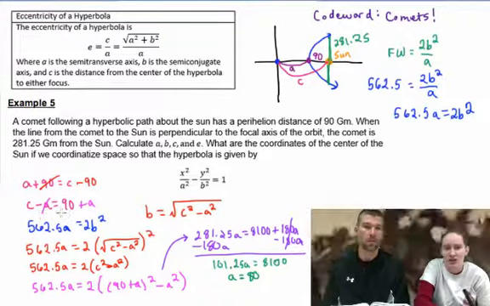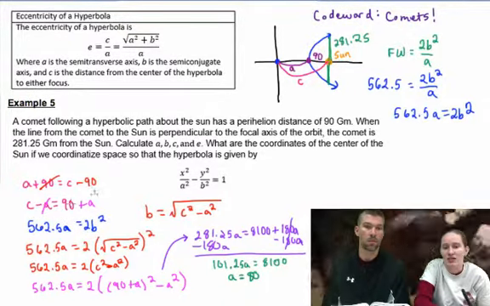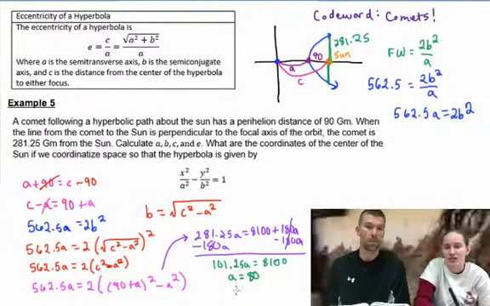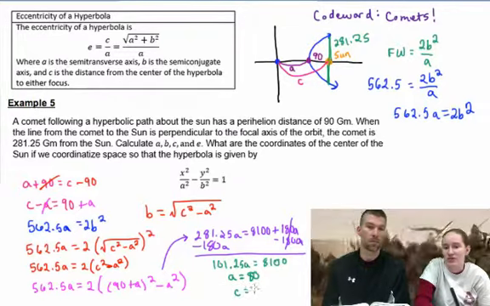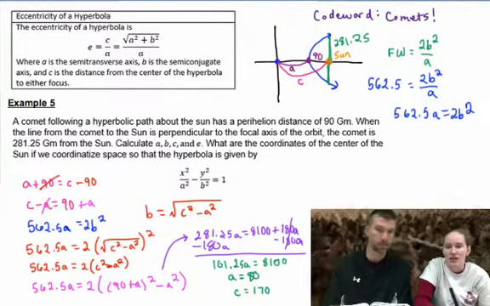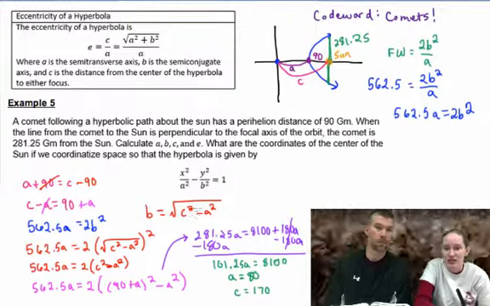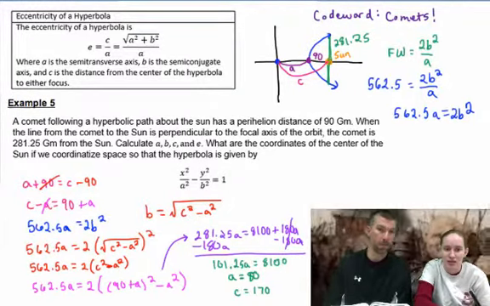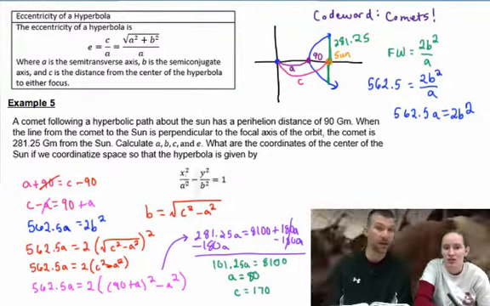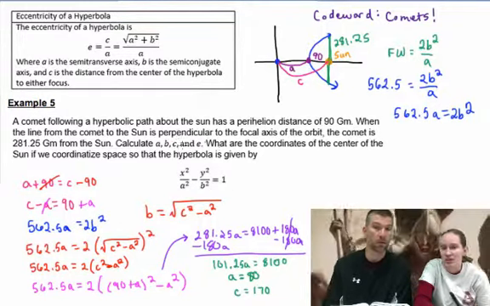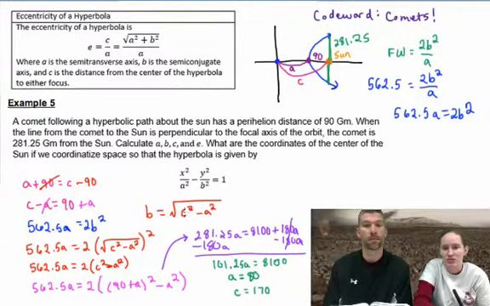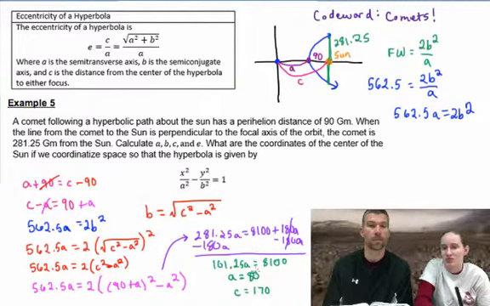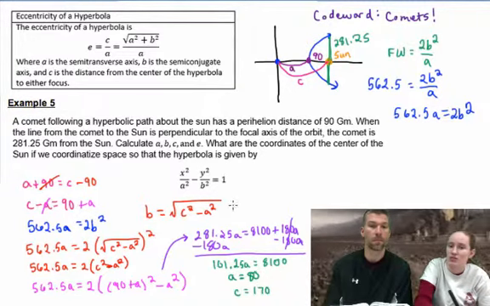Like we know that C is 90 plus 80, so that means that C is 170. Once we know A and C, we can plug that in here and get B. Well, once we know A and C, we can find eccentricity. We're going to have to do both. So C squared minus A squared: 170 squared minus 80 squared, and then square root it.